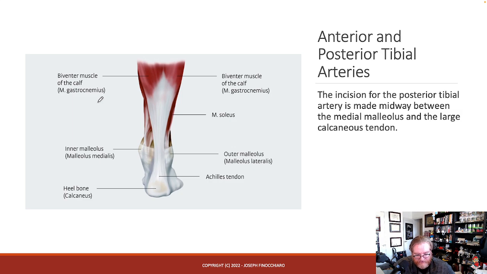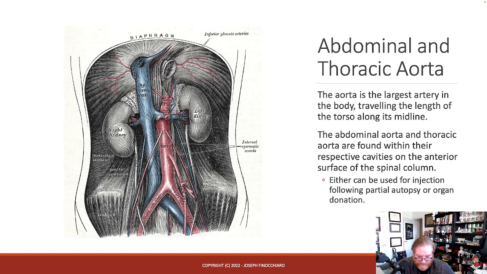The incision for the posterior tibial is made midway between the medial malleolus and the large calcaneus tendon. So here is your medial malleolus. Here is your calcaneus, your heel, and there's the tendons. You're making the cut somewhere in there. I don't think I have ever done that. That would not be something that I would do. So, knock yourself out if you want to do that and be cooler than Professor Fenn. Good for you. It's not going to take much effort to be cooler than me because I'm not that cool.